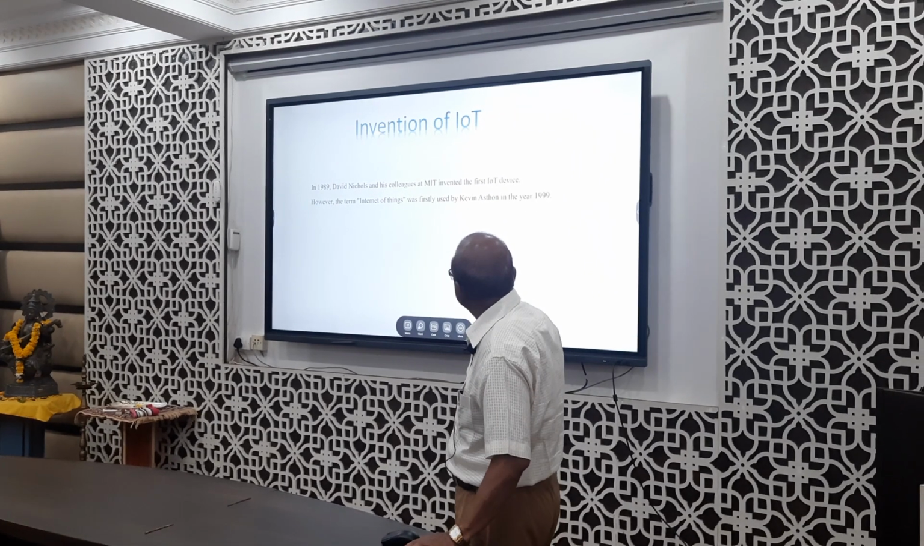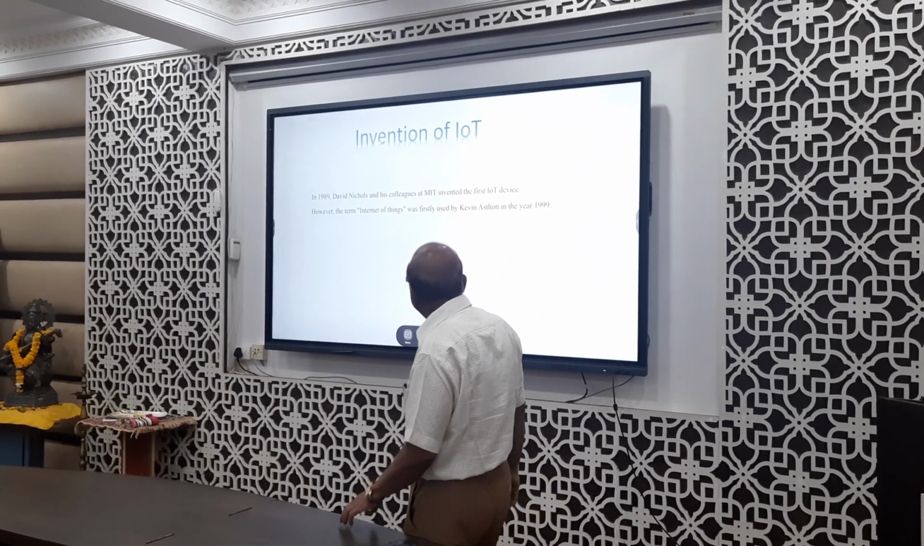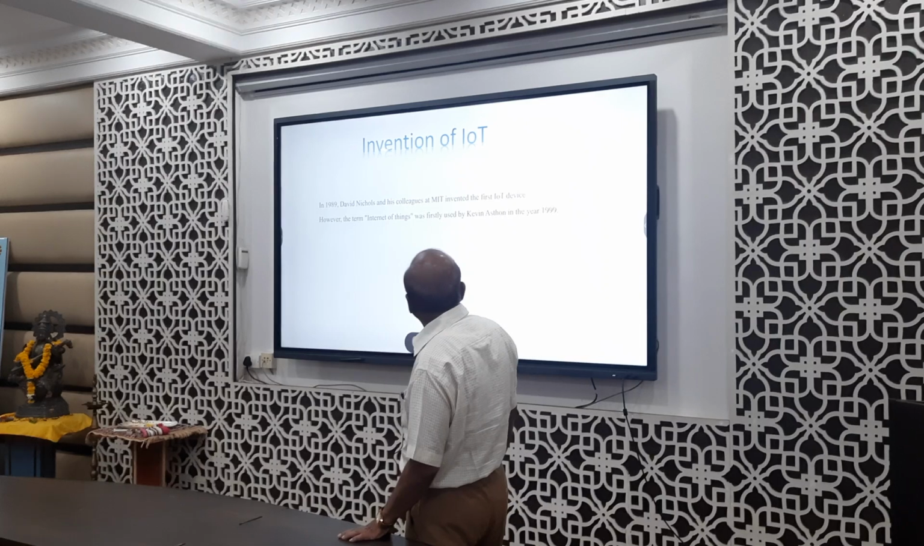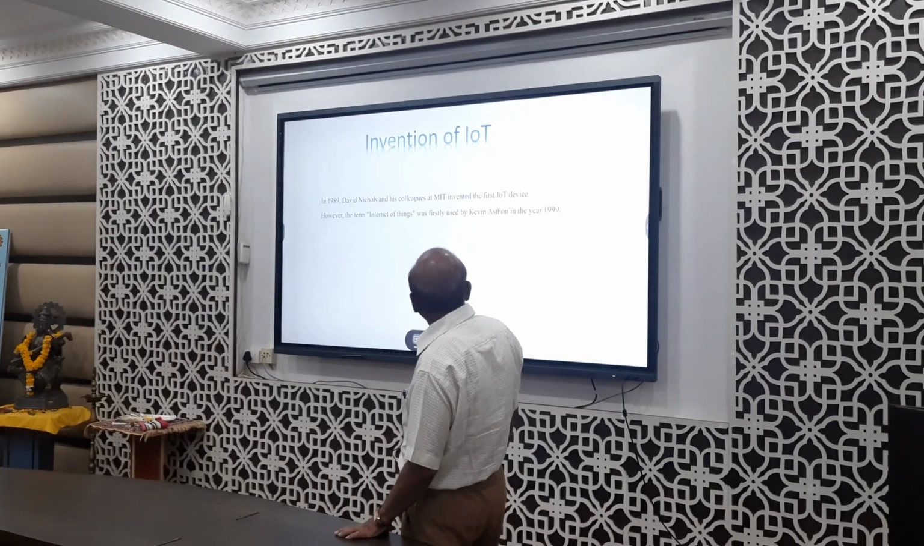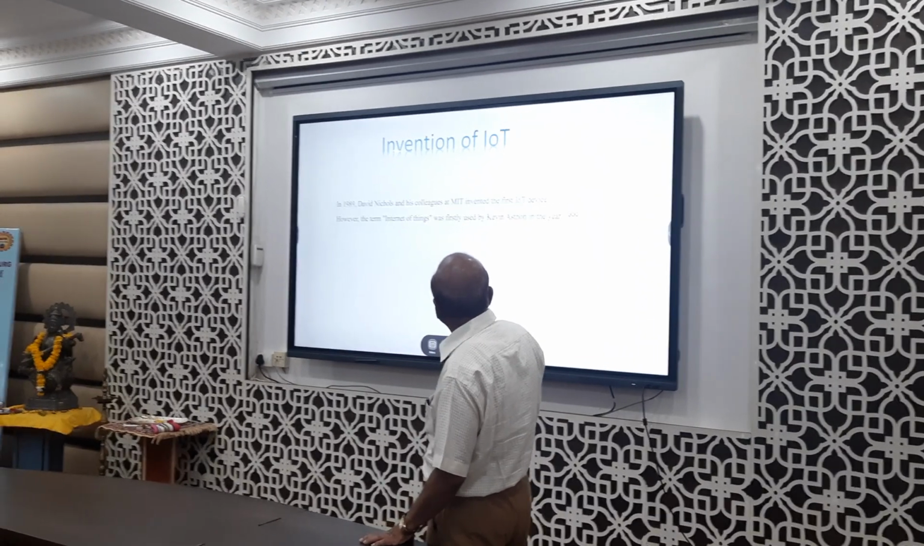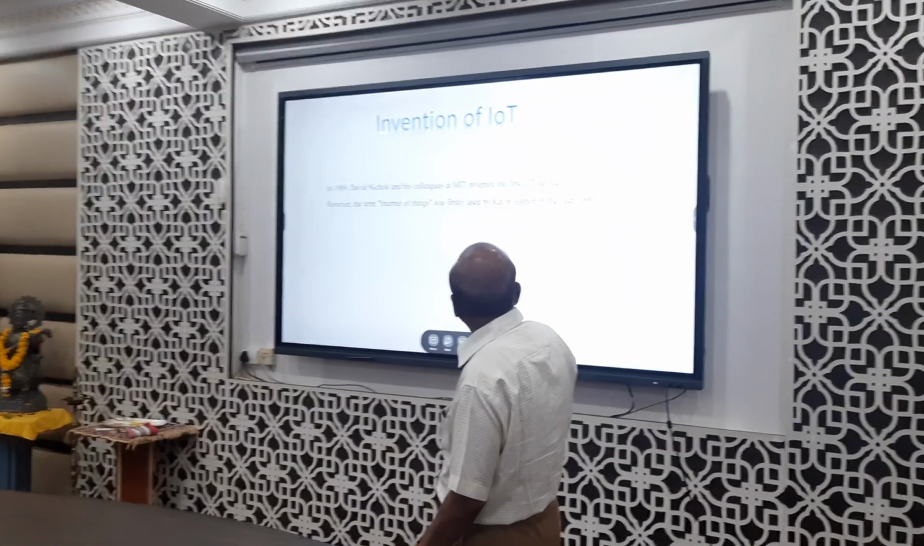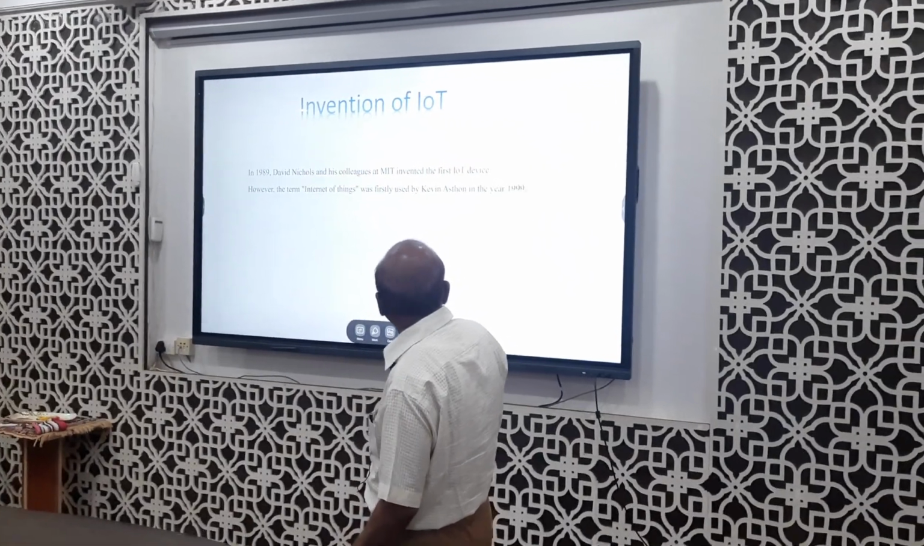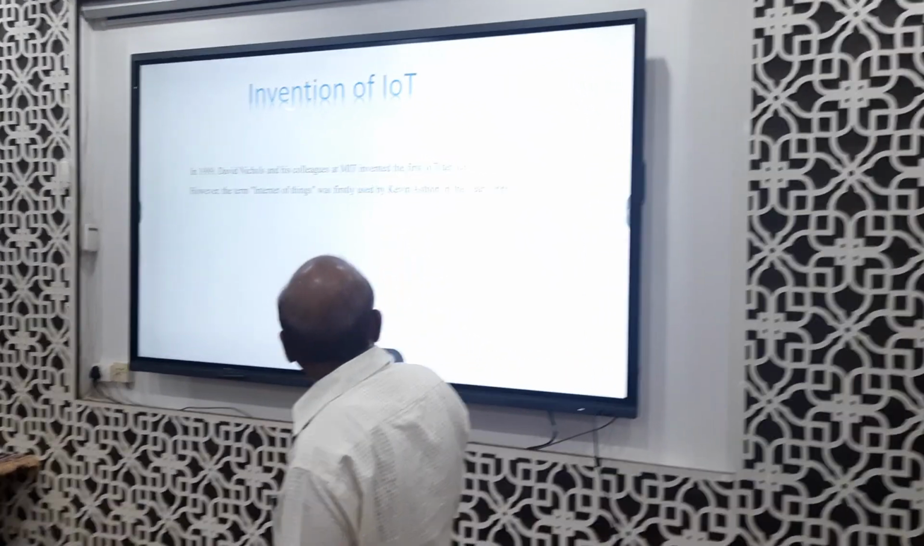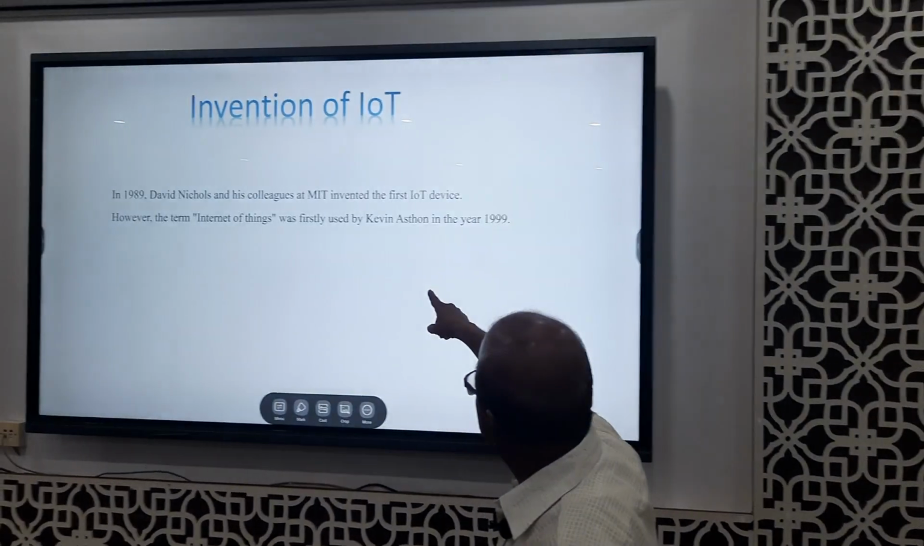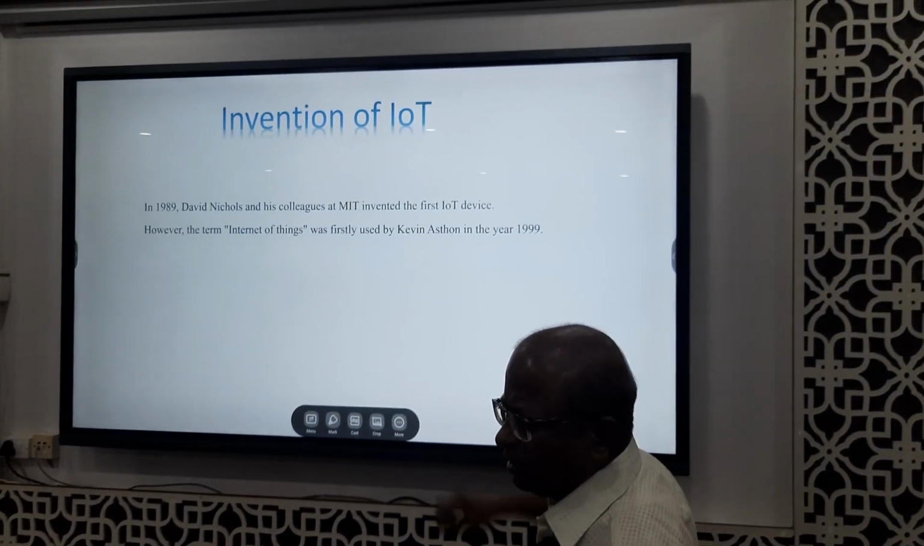Invention of IoT. In 1989, David Nicholas and his colleagues at MIT invented the first IoT device. However, the term Internet of Things was first used by Kevin Ashton in the year 1999, and he was employed at that time in Procter and Gamble.